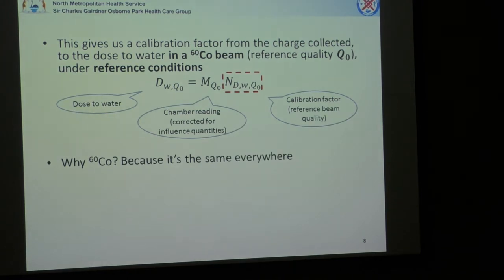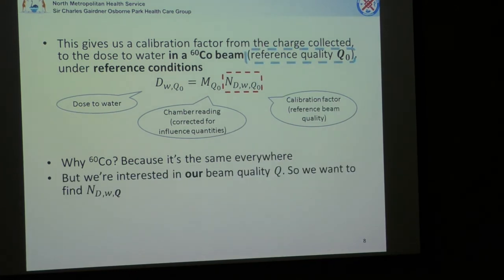Cobalt-60 is the same everywhere, so that's why it's used as a reference beam quality. But since we're interested in our beam quality, basically the beam spectrum, we need to find N_D,w,Q, not Q0, if that makes sense. So this is our beam. This is the reference cobalt-60.